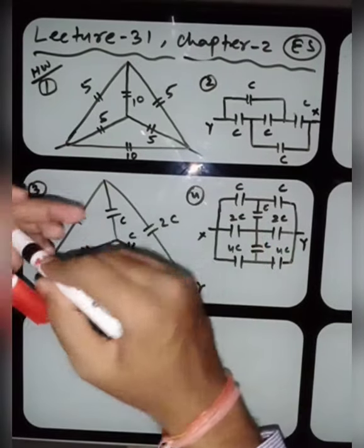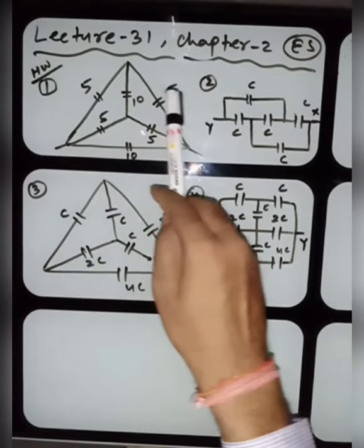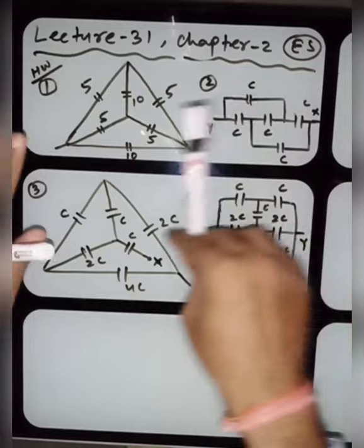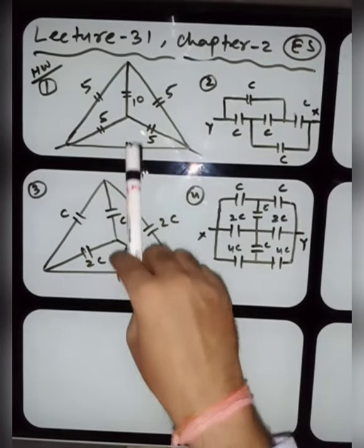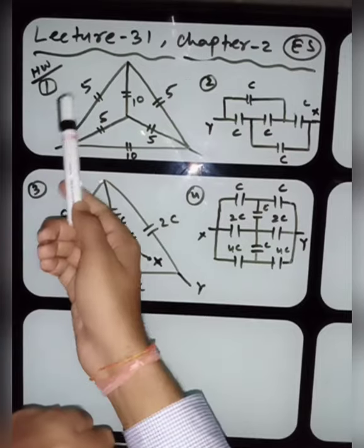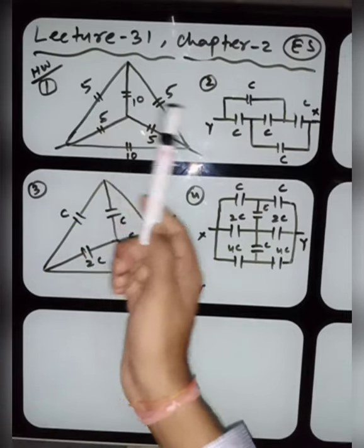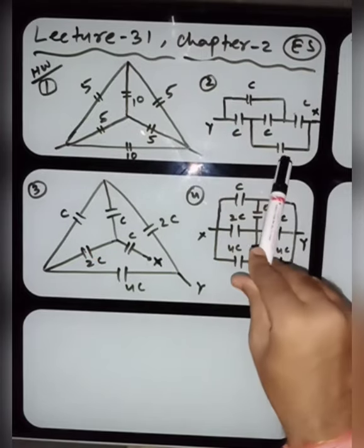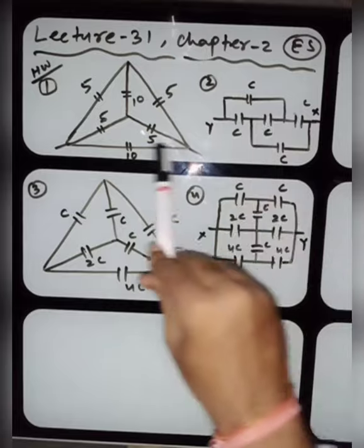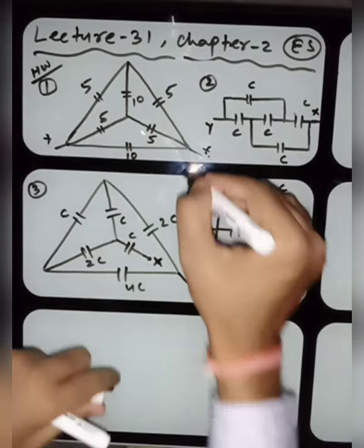Look at the first one. Here the 5 microfarad. All the capacitors are given in microfarad. 5 microfarad, 5 microfarad, 5, 5, 10, 10. 5 and 5, 5 and 5, and then 10 this one and 10 this one. Now look here, the C, C, C, C and C, X and Y terminal. Here this one is the X and this is the Y terminal.